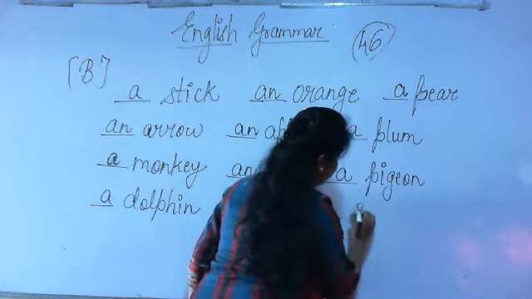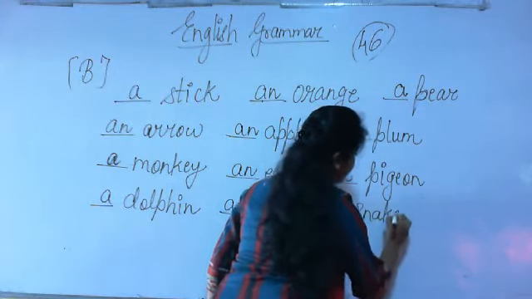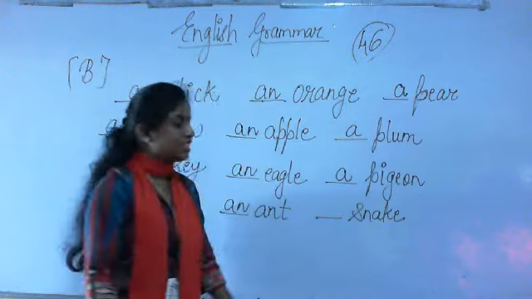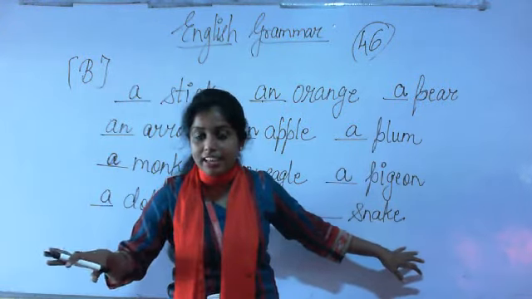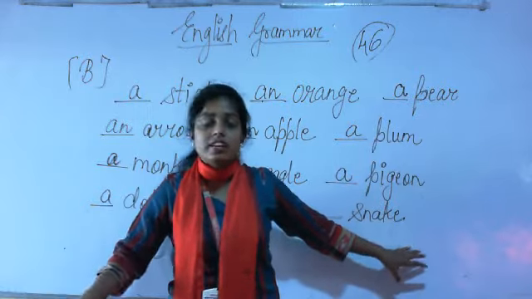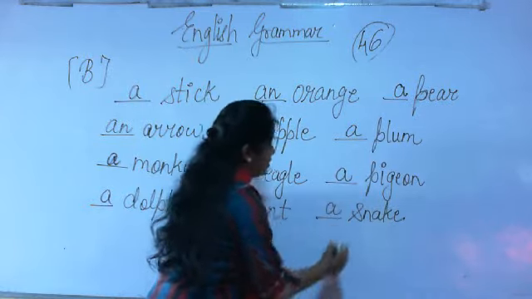Then dash snake. S-N-A-K-E. Snake. S sound is there. A-E-I-O-U sound is not there. So we will not use an. We will use a. A snake.